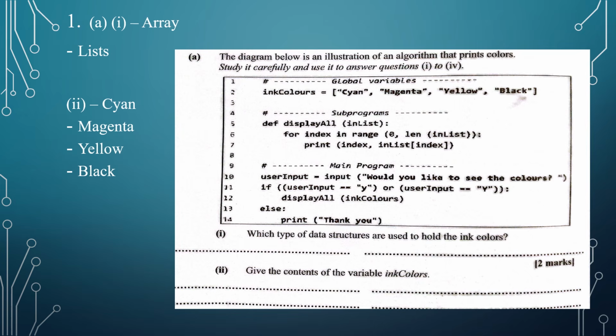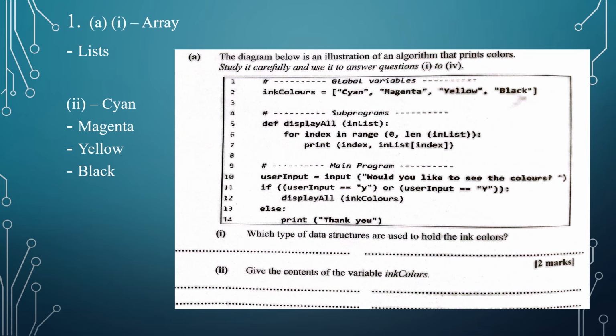So 1A is a practical on programming, and it says the diagram below is an illustration of an algorithm that prints colors. We have to study it and use it to answer the questions below. So this is an algorithm. When we say algorithm in computing or in programming, it is a set of instructions or a step-by-step procedure that is used to solve a problem. So this is the algorithm.